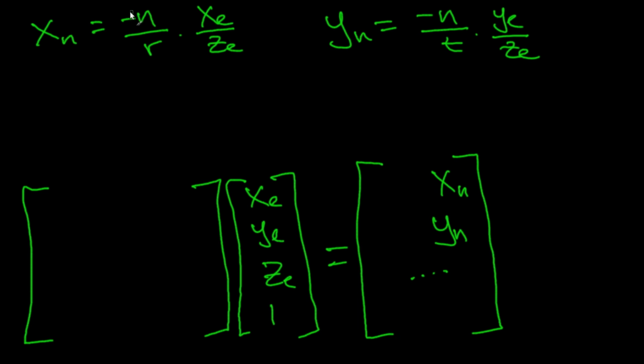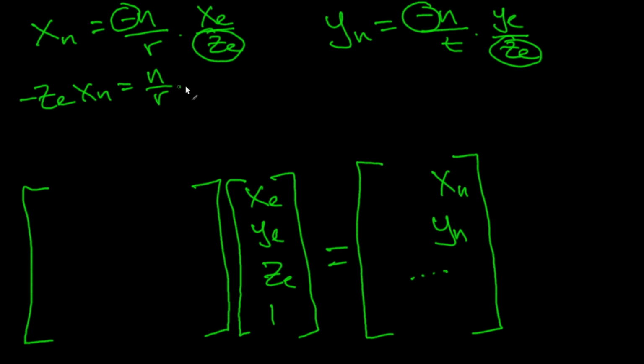We're going to do something here. You see this negative sign and you see this ze. Well, that's in both of these. And we're going to do a little sleight of hand here. We're going to multiply both sides by -ze. And we're going to get -ze xn, with no negative anymore, we just removed it, equals n over r times xe. A much tamer equation that looks like a dot product might fall out. And same over here. -ze times yn is, no negative sign again, we took it out, n over t times ye.